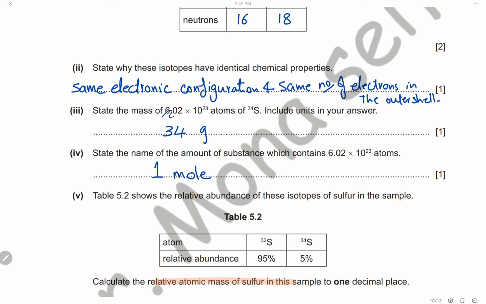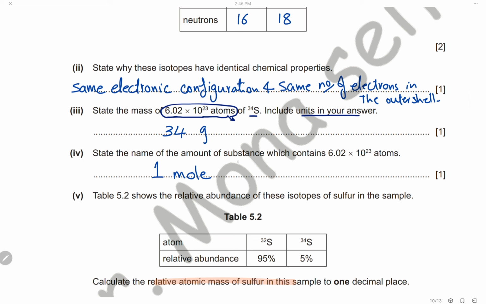State the mass of 6.02 times 10 to the power of 23 atoms of sulfur 34, include units in your answer. A mass of sulfur that contains this number of atoms, this number is Avogadro's constant. So the mass containing Avogadro's constant number of atoms is 1 mole. 1 mole of sulfur 34, of course, has 34 grams. So the answer will be 34.